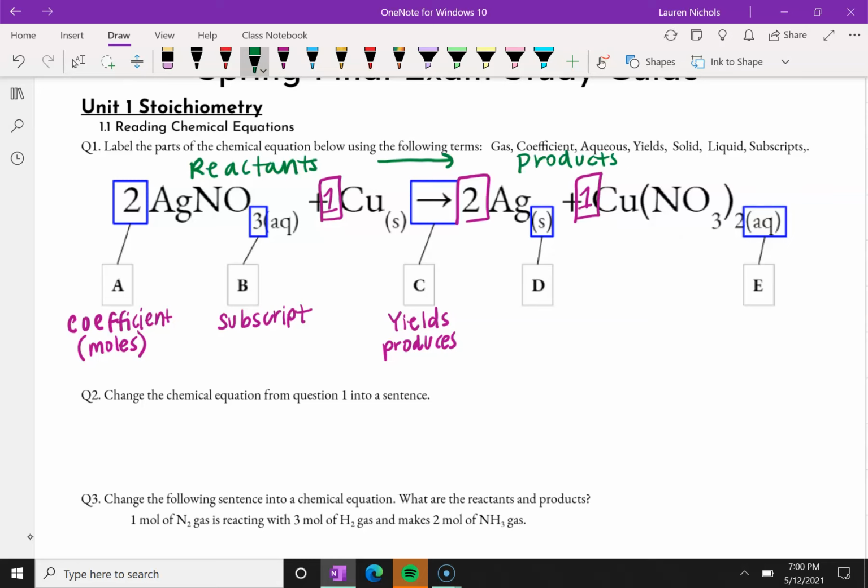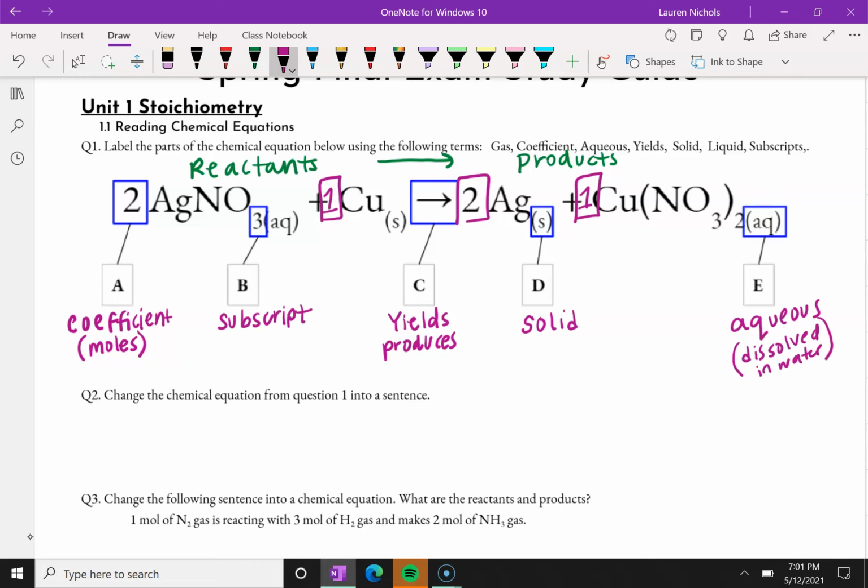Now, letter D is pointing to this S in parentheses, and you see that there was another one earlier with copper. This is telling you the state of matter, or the fact that the silver is a solid. When you see AQ like this, that would mean that it's aqueous. If you don't remember what the word aqueous means, it means that it was originally a solid, but they dissolved it in water so that they could mix it with other chemicals.